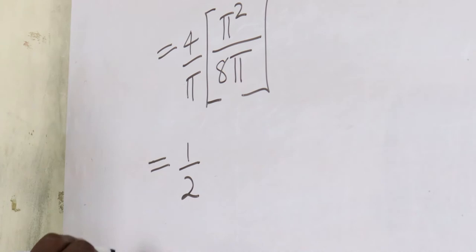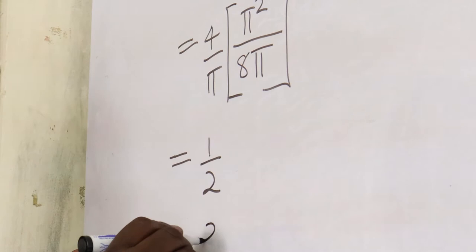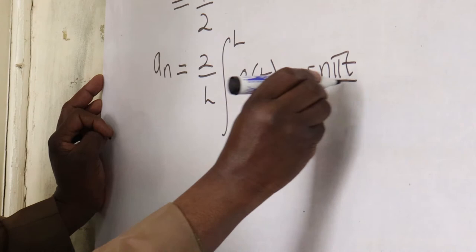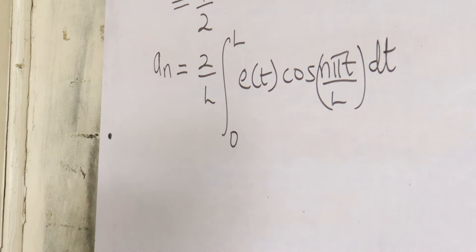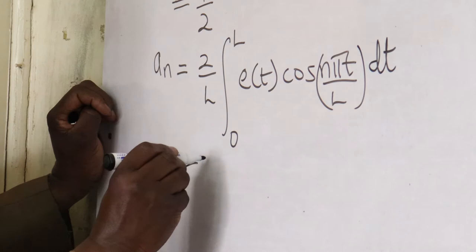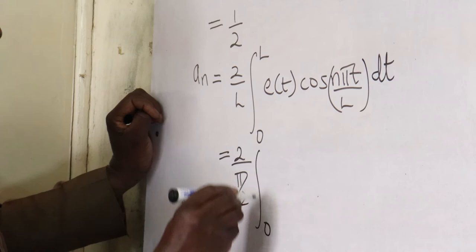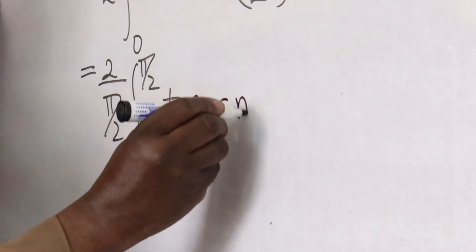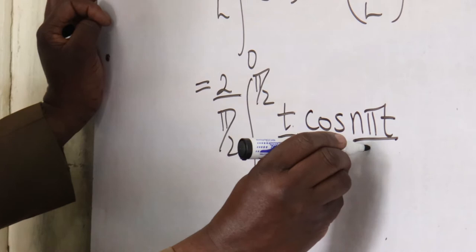So we proceed with An, which will now be 2 all over L. We integrate from 0 to L, E of t cos n pi t all over L, then dt. So this will be equal to 2 all over pi all over 2. We have 0 to pi all over 2. E as a function of t is just equal to t all over pi. Then we have cos n pi t all over pi all over 2. Then dt.